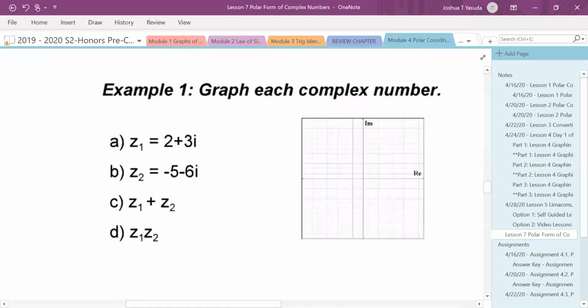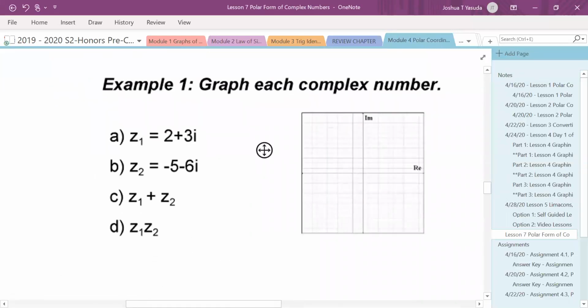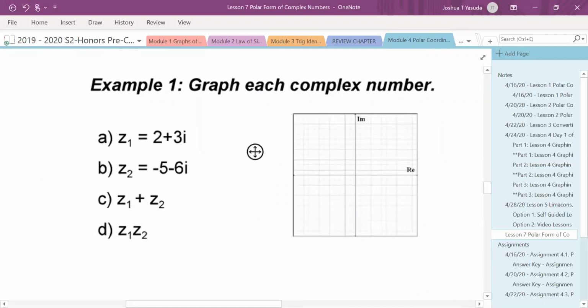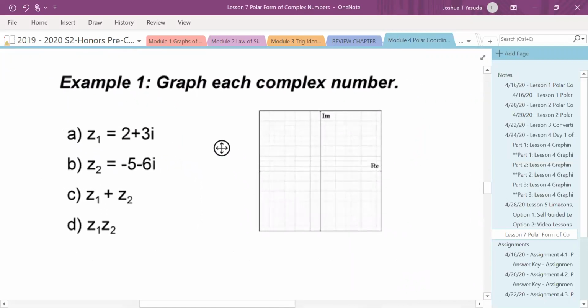Okay, so a little bit of practice. If you want to do this without me, hit pause, you can, and then we'll come back to the other. If not, here we go. So z1 is going to be in quadrant 1, over 2, up 3. There you go, z1. Z2 is going to be in quadrant 3, 1, 2, 3, 4, 5, and then down 6. Okay, that's z2. And then we're going to add these suckers.